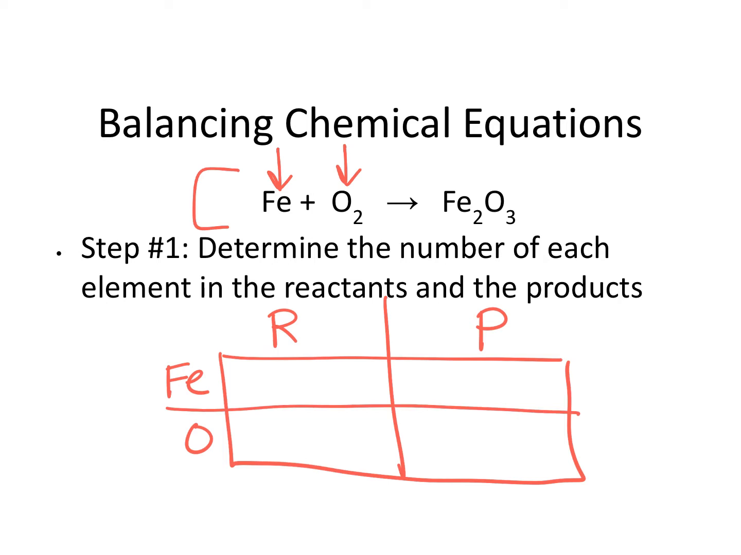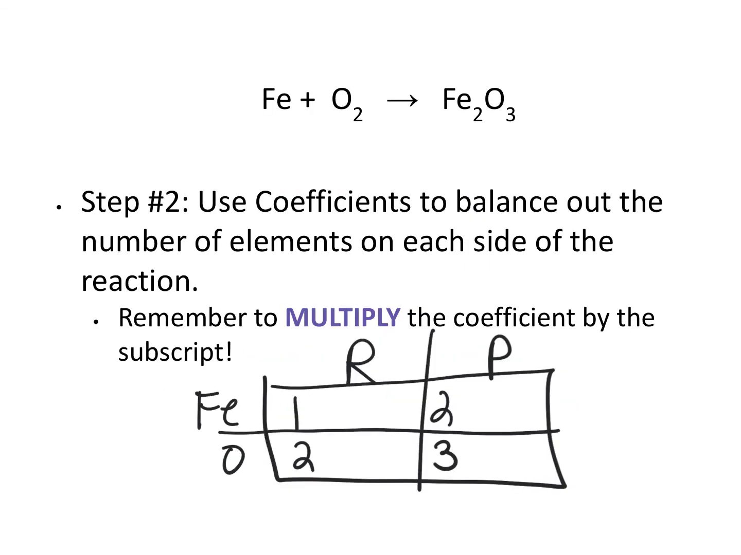On my reactant side, my irons, I have 1. On my product side, I have 2 irons. I have 2 oxygens on my reactant side, and I have 3 on my product side. Seeing that we have uneven numbers on our reactants and our product side of both of our components, we have to use coefficients to balance out the number of elements on each side. So we have to add some coefficients to balance these out.